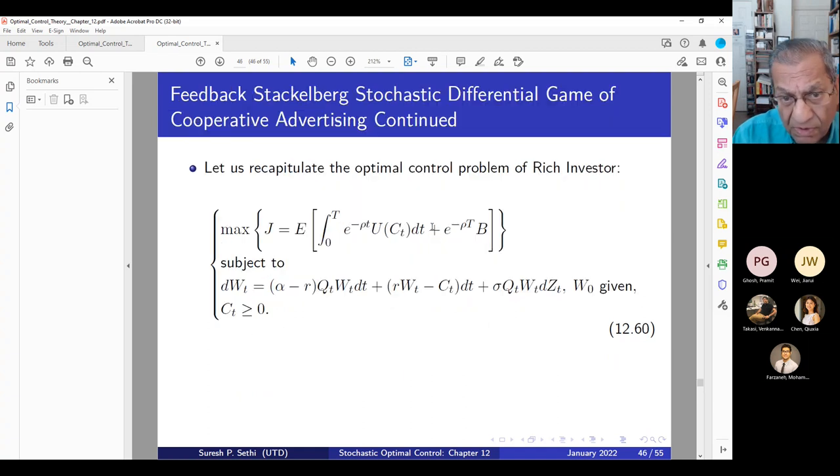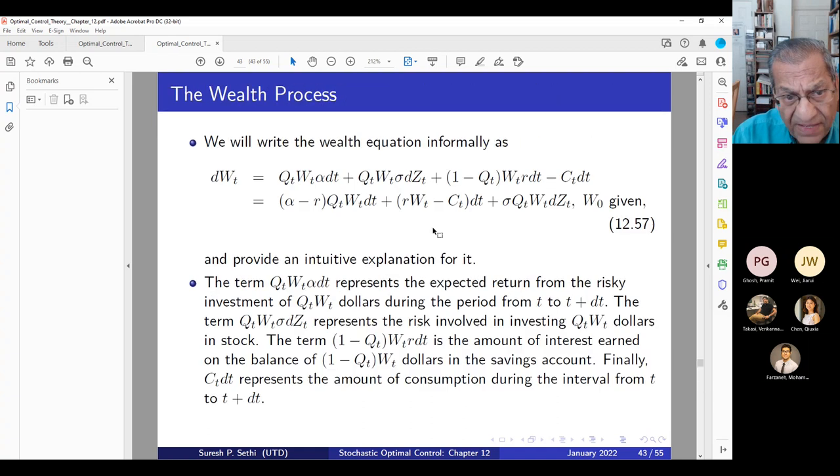So 1 minus Q, you can go back here. This Q can be negative, and 1 minus Q could be more than 1, which means that instead of putting money in a savings account, I borrowed the money from the savings account and put that money in and short sold the stock, okay?